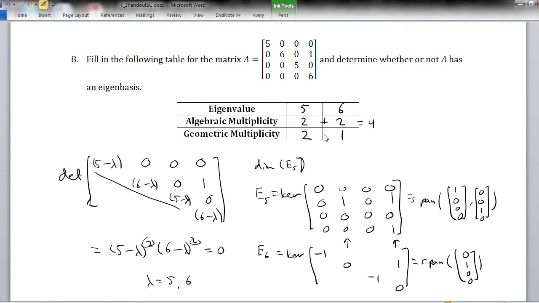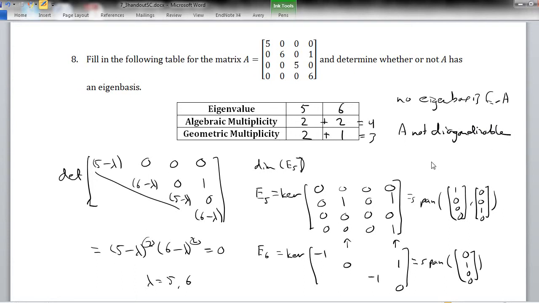Okay, so that geometric multiplicity of 6 is just 1. And if you add up those geometric multiplicities, you just get 3, right? You only get 3 independent eigenvectors here. And that's not enough to make a basis for R4, right? We need 4. And so, well, that's all there is, right? We don't have any other eigenvalues to look for eigenvectors. And so we just have to conclude that there's no eigenbasis for A, okay? And therefore A is not diagonalizable.